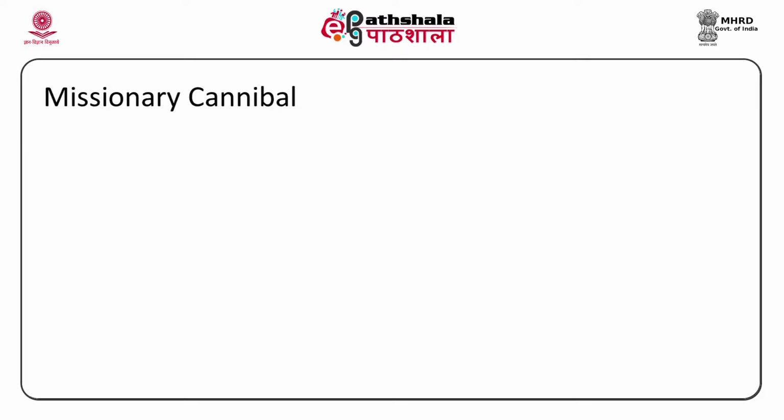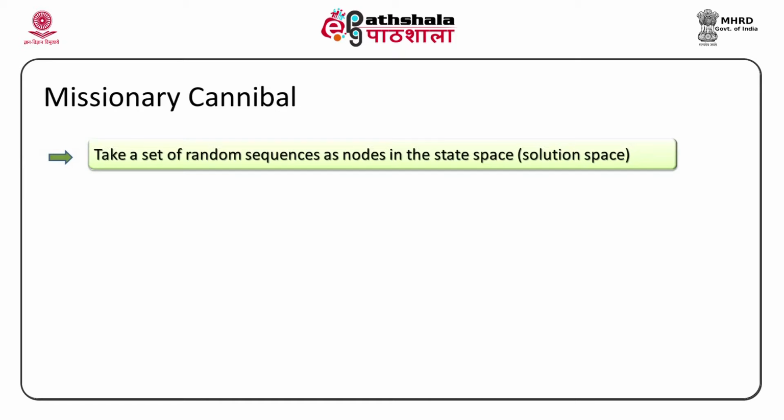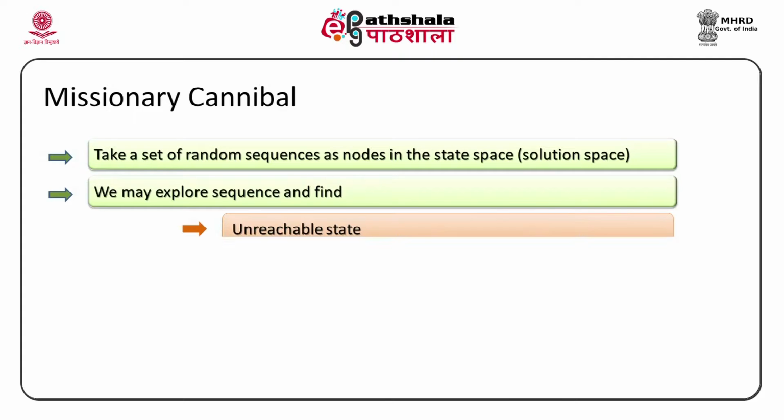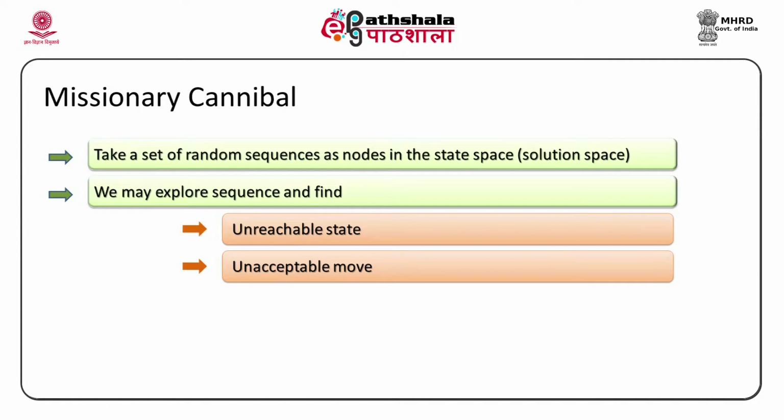For example, missionary cannibal, I have already talked about that, and this slide is talking about that again. Take a set of random sequences, a node in the state space, the solution space. When we reach an unreachable or unacceptable state, there are 2 things. For example, there are states 1, 2, 3, 4, and when you go to a state, you may find a state which is not acceptable. Remember, in missionary cannibal, when the number of missionaries is less than the number of cannibals, you cannot accept that state. Or you reach a move which is not acceptable, because it is impossible using the move to go from this state to that state. In either case, this particular sequence is not useful.